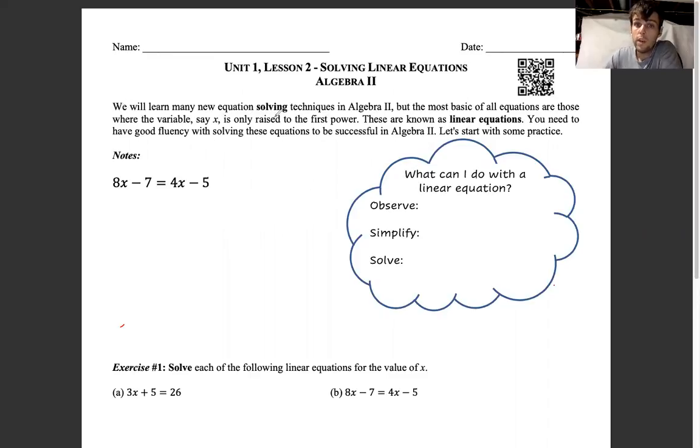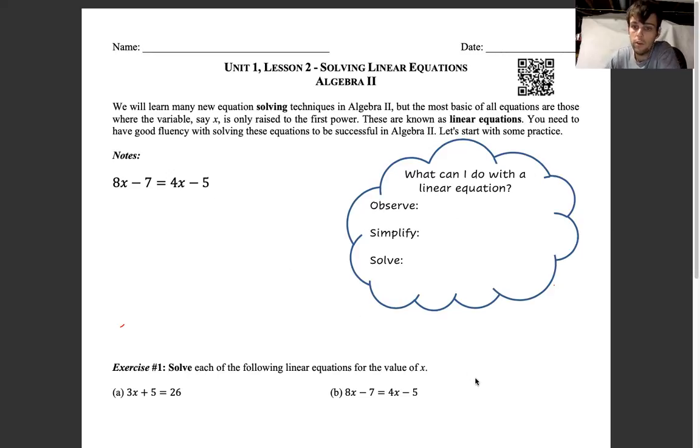We'll learn many new equation solving techniques in Algebra 2, but the most basic of all equations are those where the variable, say x, is only raised to the first power. These are known as linear equations. You need to have good fluency with solving these equations to be successful in Algebra 2, so let's start with some practice. What can I do with a linear equation?